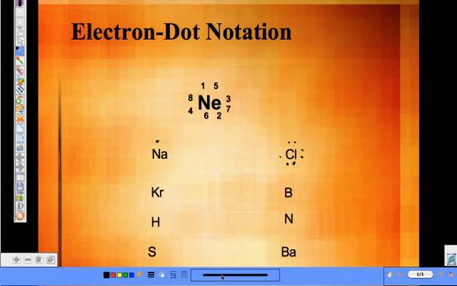How about krypton? Krypton is right there. So the highest energy level it's in is 4. How many electrons are in the fourth energy level?